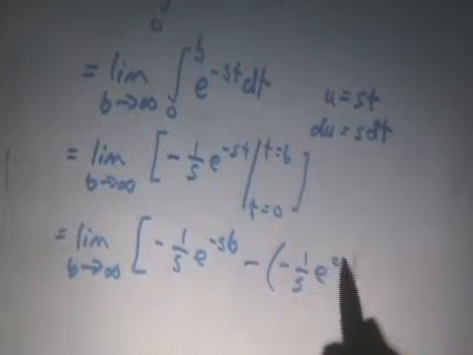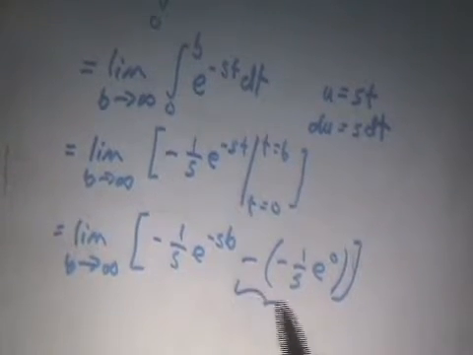And then minus what we get when we plug in t equals 0, minus negative 1 over s e to the 0, which will ultimately be a plus 1 over s, since e to the 0 is 1. So now we need to think about the limit of this thing as b goes to infinity. Does this function of b converge as b goes to infinity? Does it have a limit? Does it have a horizontal asymptote as a function of b? It depends on what s is.